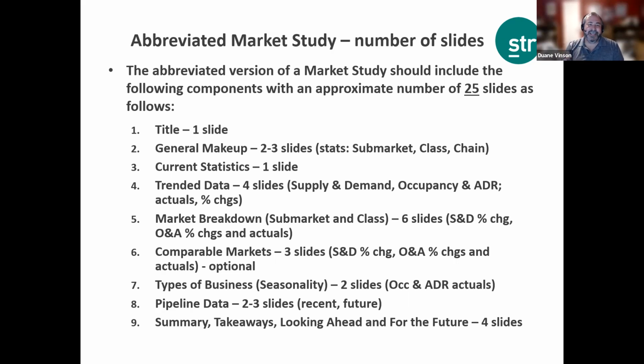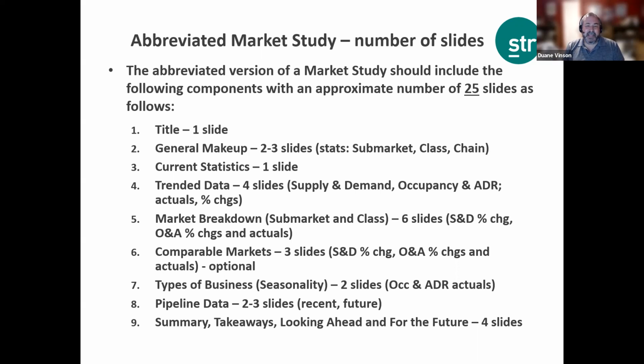Title, 1 slide. General makeup of the market, 2 to 3 slides, right? Current statistics, 1 slide. Trended data, 4 slides there, right? You're going to have one on supply and demand percent change, one on supply and demand actuals, one on occupancy and ADR percent change, one on occupancy and ADR actuals.